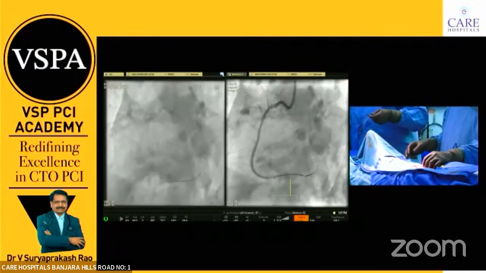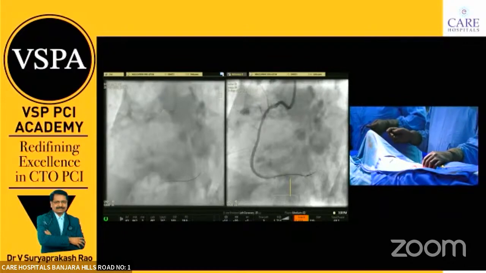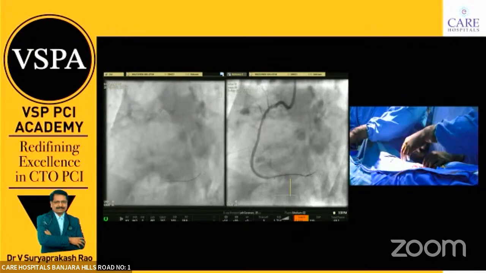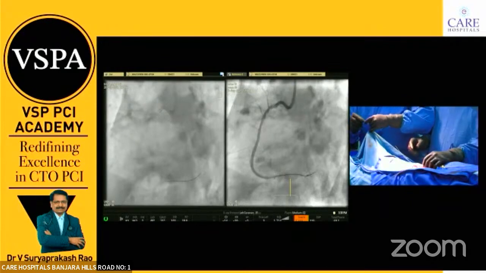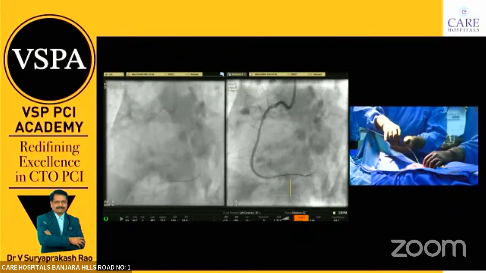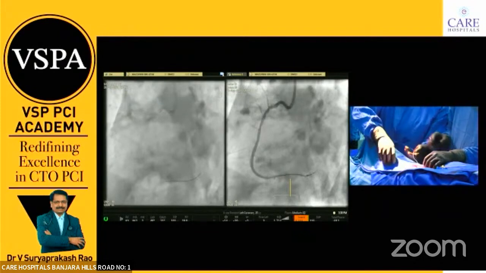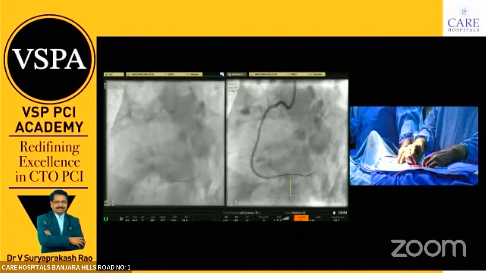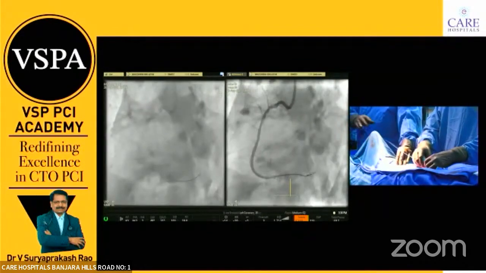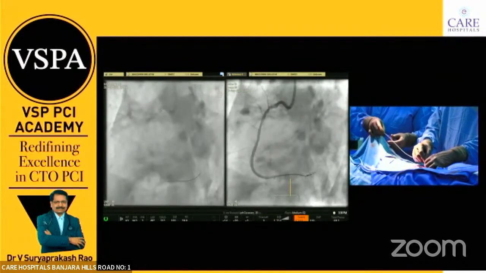I'm not injecting much contrast. I'm doing it under fluoro. These are very important things. I'm not giving many antegrade injections. Even that Hayashi suggestion, my personal view, I never give, even with a microcatheter, to check a channel.